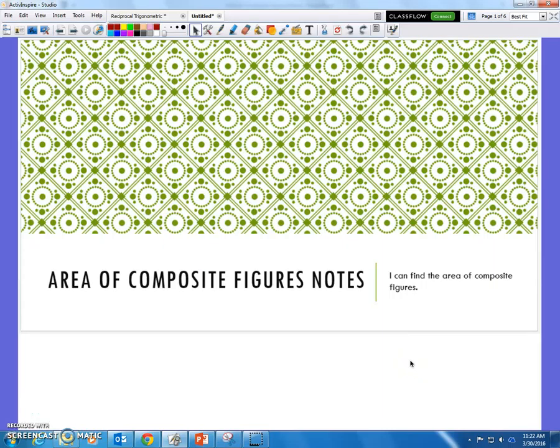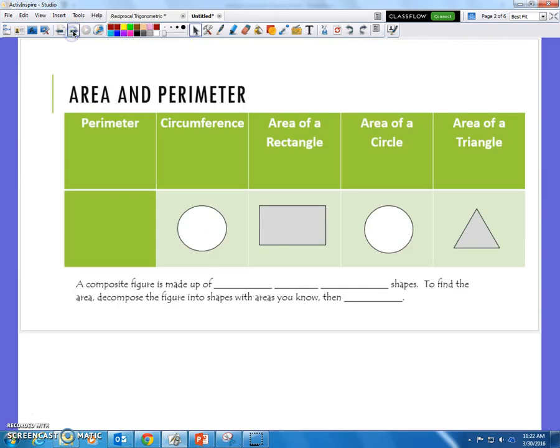Today we're going to talk about the area of composite shapes. So yesterday we learned about the area of circles and circumference of circles. Today we're going to look at some composite figures, meaning shapes that are made up of more than one other shape. Alright, so before we do anything, we're going to do a little brain dump here. We're going to think about all the things that we know about these shapes here.